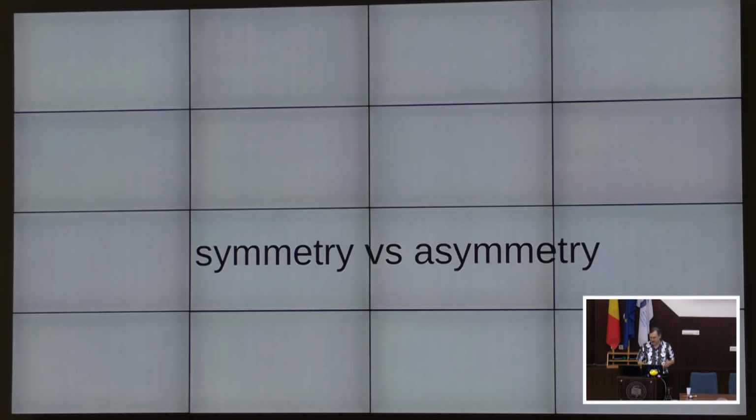So, symmetry versus asymmetry is important in a lot of linguistic and artistic ways. So let's look at that a little more closely.